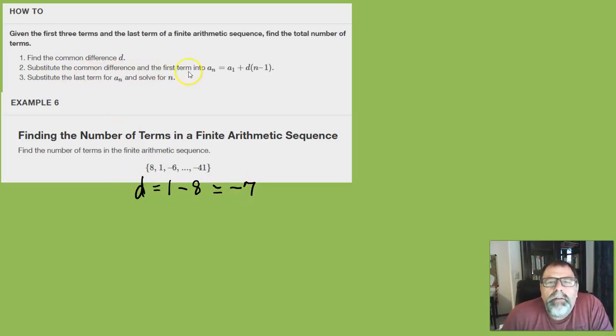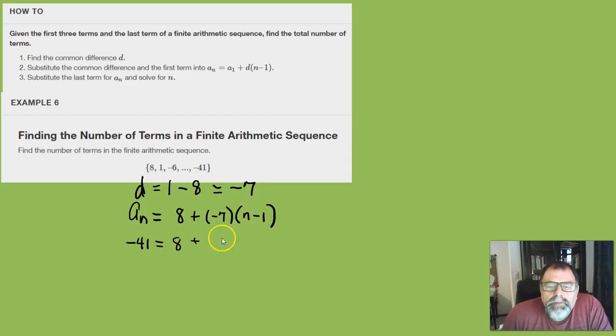And then you're going to substitute that and the first term into the general term. So A sub n is, let's see, A sub 1 is 8, plus D, negative 7, times n minus 1. And then you're going to substitute in the number for A sub n, and solve for n to figure out what term in the sequence it is. So we want to put negative 41 in here for A sub n.